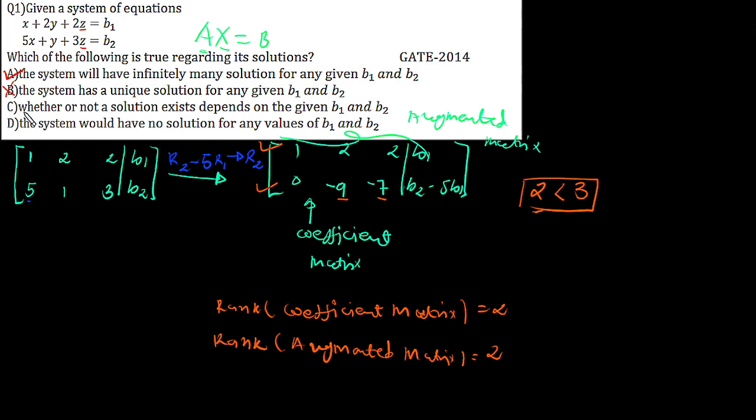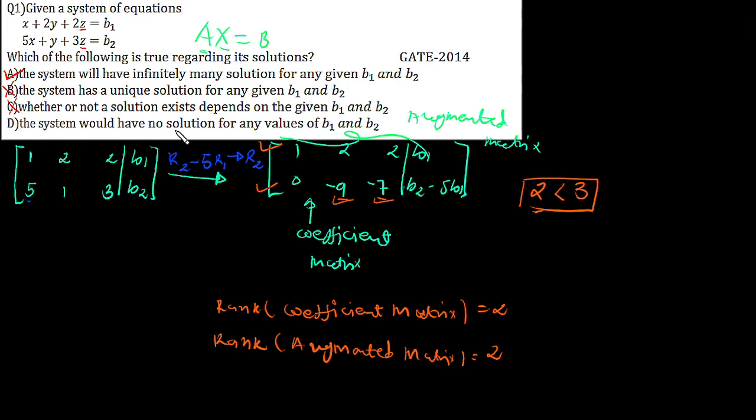Now let's move to C. Option C says whether or not a solution exists depends on the given b1 and b2. Now again here the system is always consistent, because the rank of the coefficient matrix and the rank of the augmented matrix are always equal, because b1 and b2 do not affect the rank of this augmented matrix due to these two constant terms here. So option C is also a wrong one.